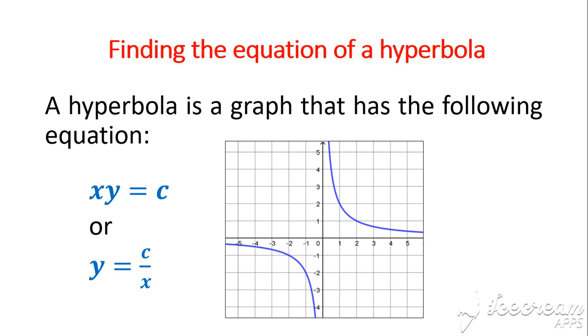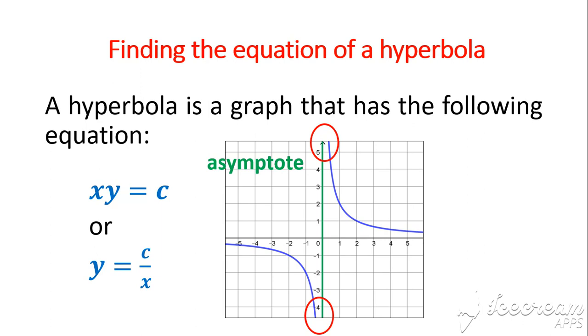You can see that it's got two parts, two branches to this graph, and both branches never touch or meet. Now, the y-axis is a special line on the hyperbola because the graph gets close to the y-axis in both the positive and negative directions, but never touches this line. This line has a special name called an asymptote. So an asymptote is a line that the graph gets close to, but will never touch.